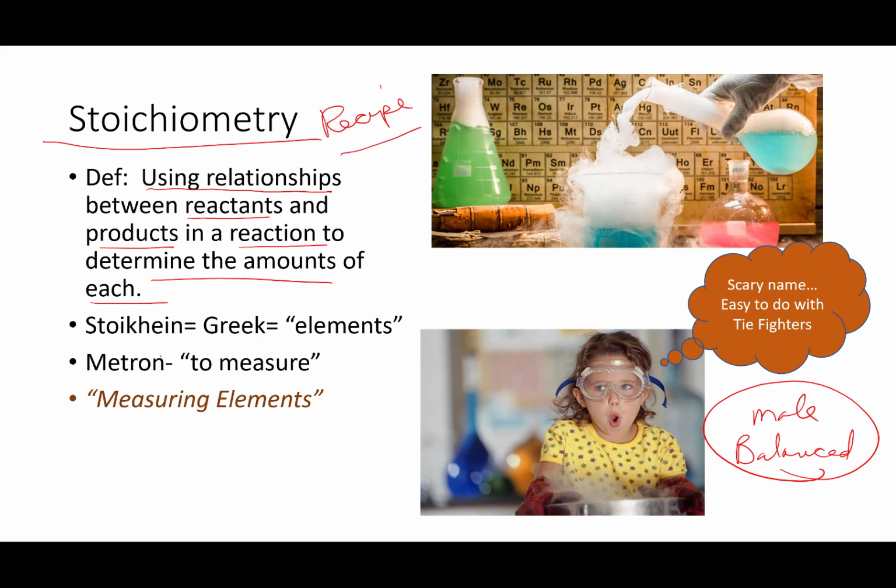Now, the word stoichion is Greek that means elements. Metron means to measure. So the interpretation of the term stoichiometry basically means measuring elements. It is a scary name, but it is really easy to do using our TIE fighters. So have no fear, we'll walk you through some stoichiometry.